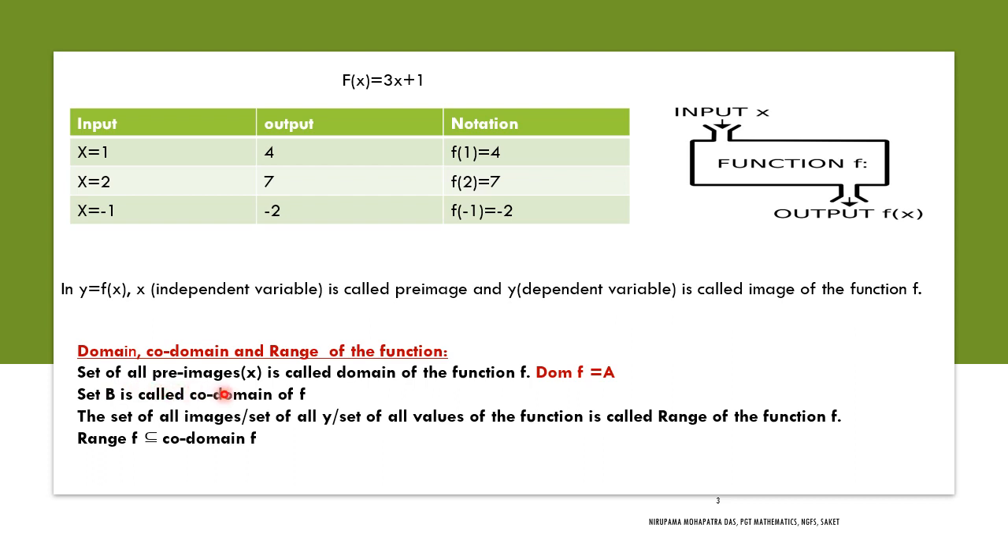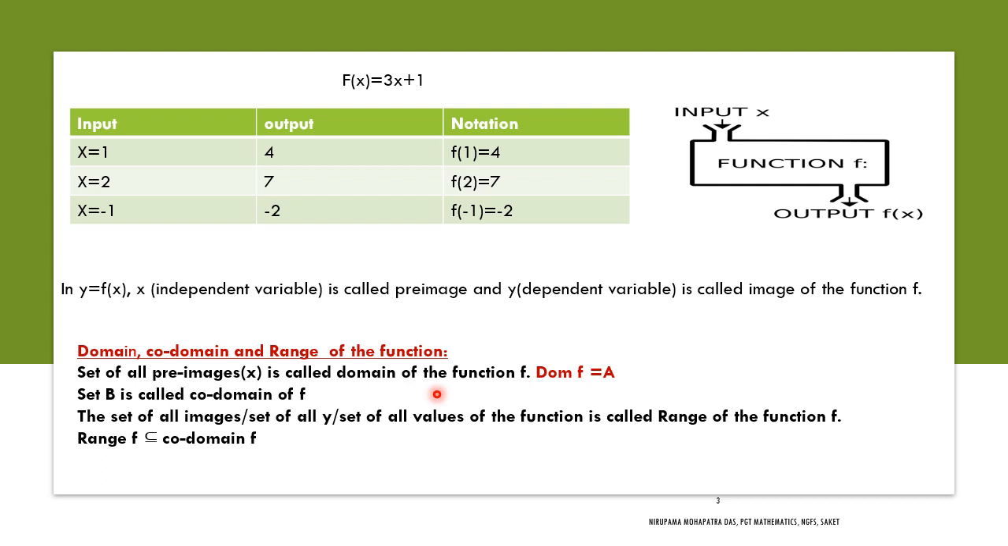The set of all pre-images, or x, is called the domain of the function. As per the definition, f from A to B can be called a function if every element of A is associated with a unique element of B. So for all x belonging to A, we have y belonging to B. The set of all pre-images, the set of all x, is the domain of the function because we are taking every element of A.